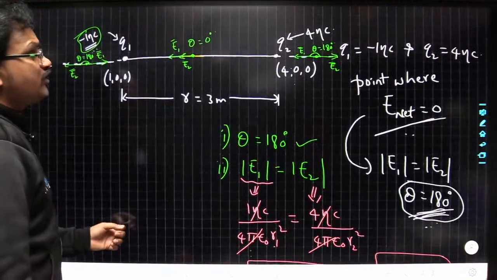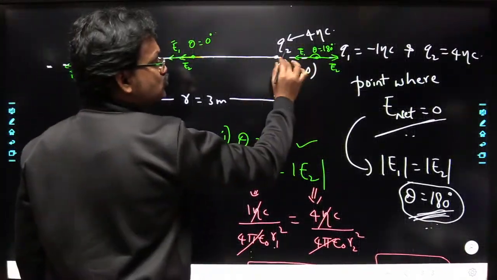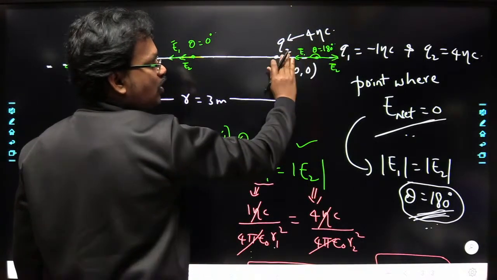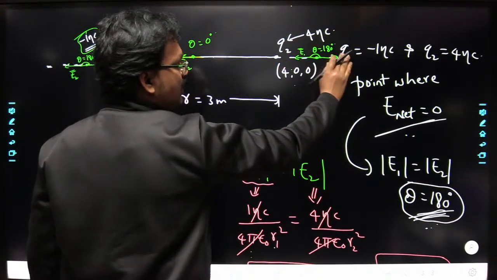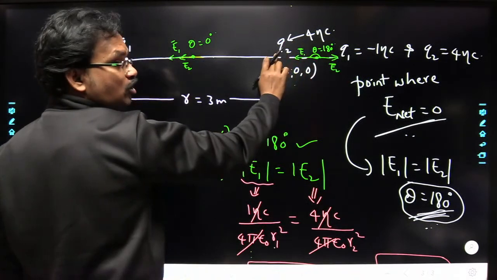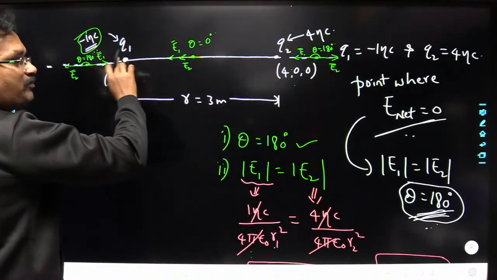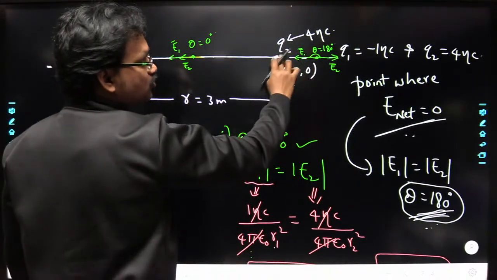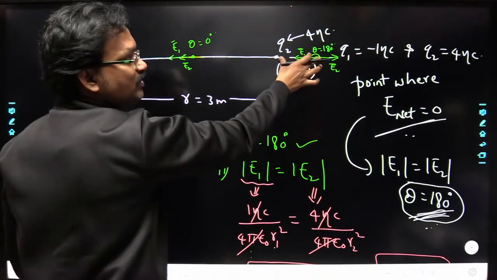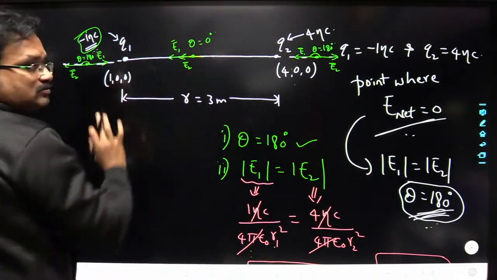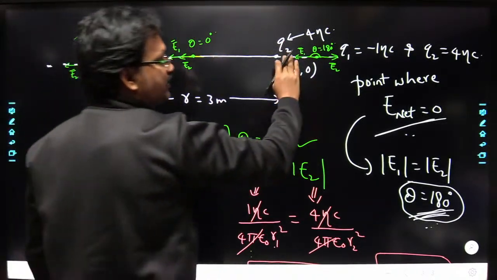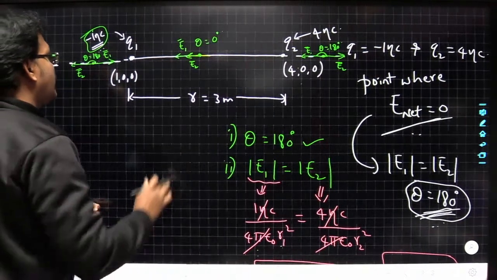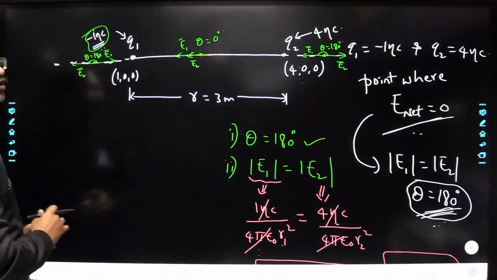If you choose any point to the right of Q2, all these points along this line will be nearer to Q2 when compared to Q1. That means here R2, the distance from Q2, will be lesser than R1. So that point cannot lie to the right of Q2. So that point must lie to the left of Q1 only.